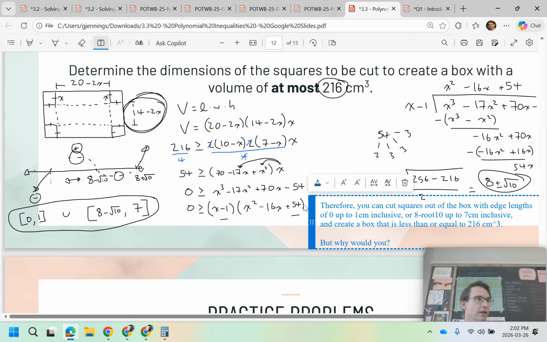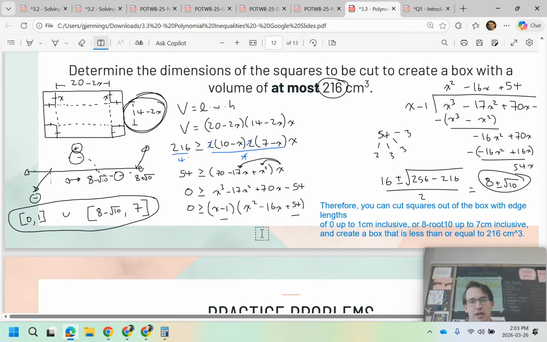But then you cut 1 centimeter out and you make this really flat box. Or you cut 8 minus root 10 out and it's really tall and narrow. So visualize these things. And then if you cut 7 out, it's just a piece of cardboard that folds up like that, and it has no width. It's a weird question, but I like it.